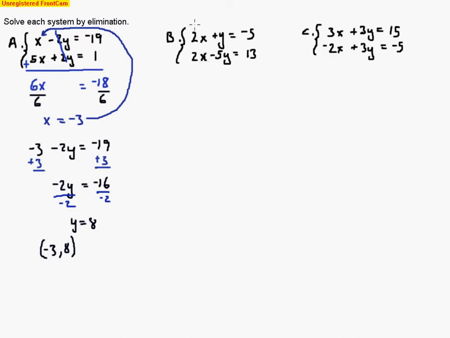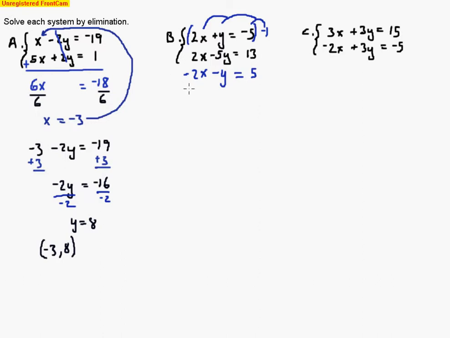So what I need to do is take this top equation, or the bottom for that matter, and I need to multiply it by a negative 1. And what that will do is it will make this x term here negative. So now it's going to be negative 2x, but you got to multiply every number by that value. So negative 1 times y makes a negative y. And negative 1 times negative 5 makes a positive 5. So now we're ready to add the two equations together.